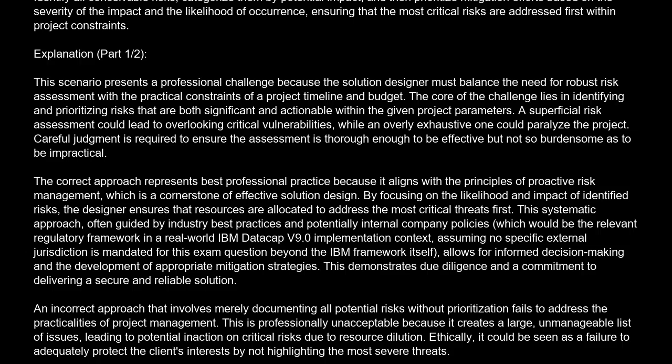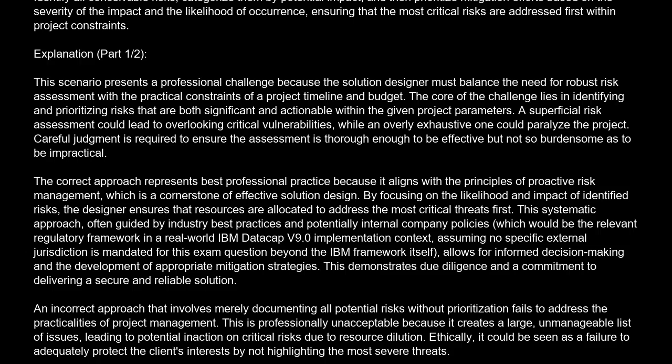A superficial risk assessment could lead to overlooking critical vulnerabilities, while an overly exhaustive one could paralyze the project. Careful judgment is required to ensure the assessment is thorough enough to be effective, but not so burdensome as to be impractical. The correct approach represents best professional practice because it aligns with the principles of proactive risk management, which is a cornerstone of effective solution design.